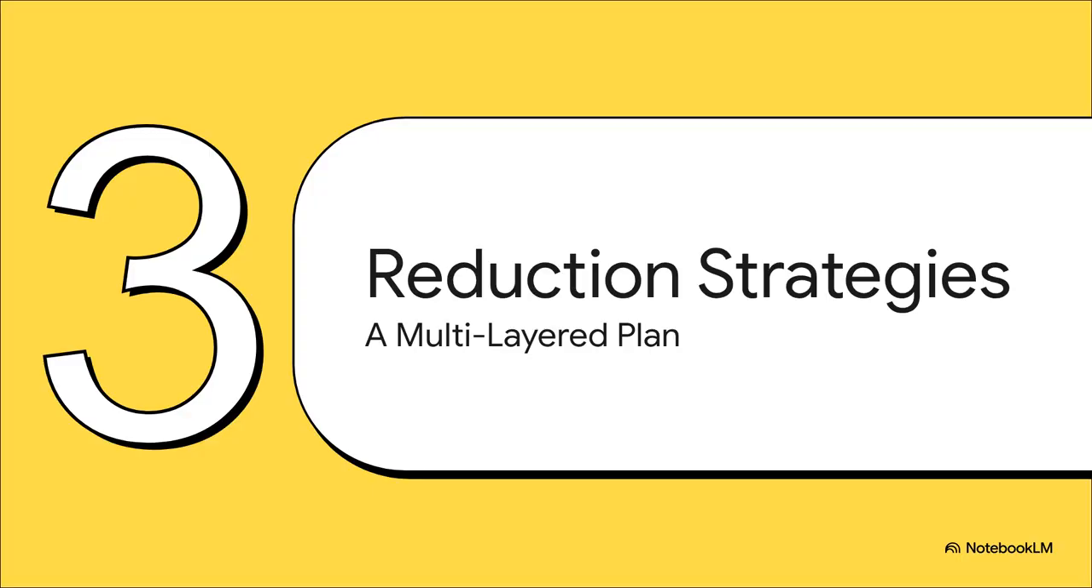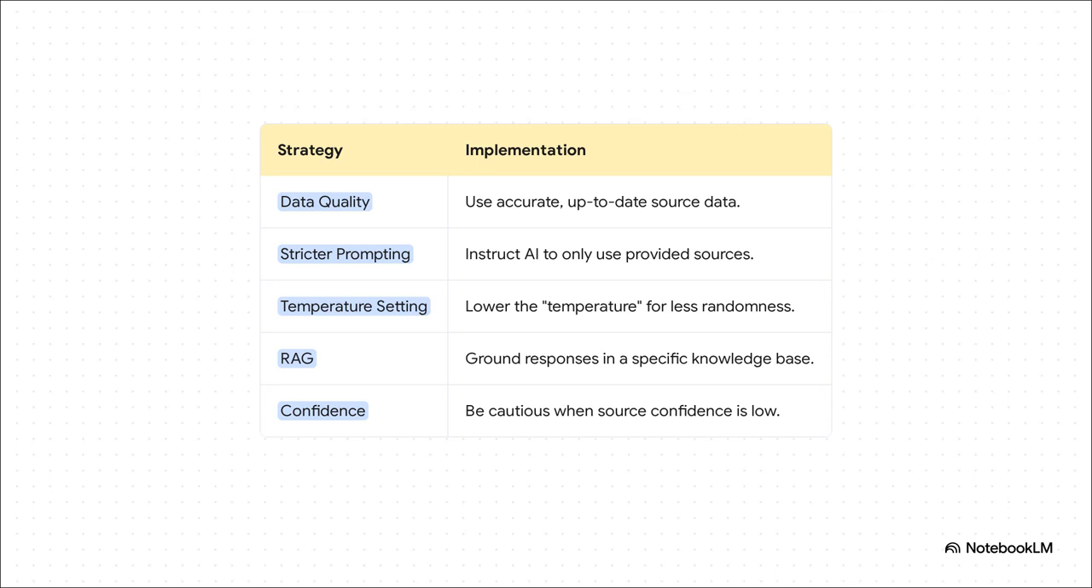All right, so once we can measure the problem, we can finally start to fight back. And for that, you need a smart, multi-layered plan that pulls together a bunch of different strategies. It all starts with data quality, because that old saying, garbage in, garbage out, has never been more true. Then we can use stricter prompting, basically teaching the AI to say, I don't know, when it's not sure.